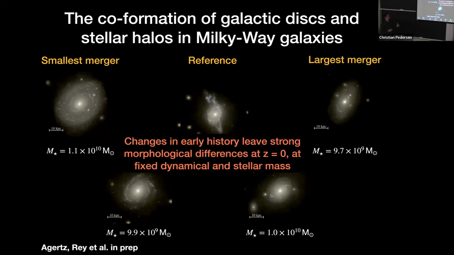And so what seems to happen is that these changes in early history leave really strong morphological differences at redshift 0 at fixed dynamical and stellar masses. And we are really in the process of trying to compare these scenarios with one another to understand what is changing, whether it's something about the angular momentum accretion that stops the disk formation as a function of each scenario. And that will come when Oscar Agate gets to do it.